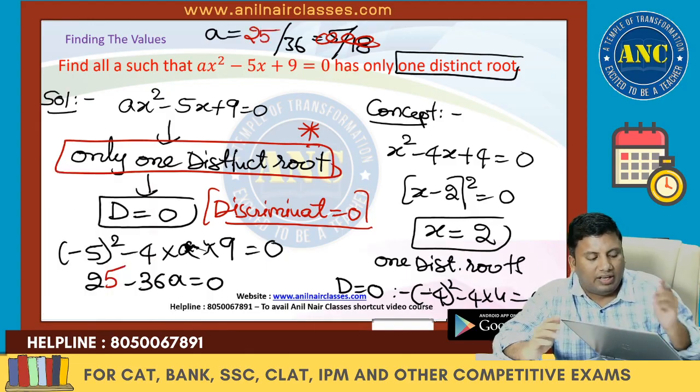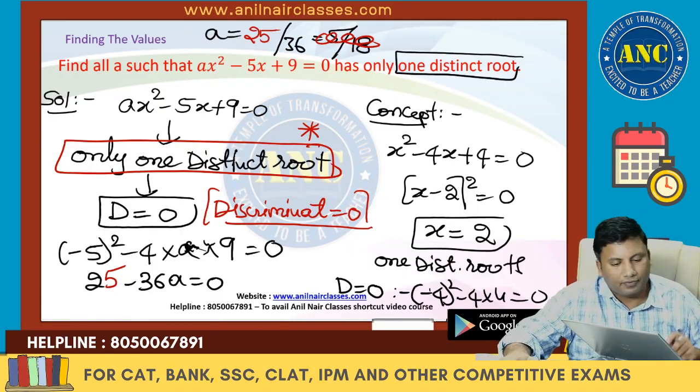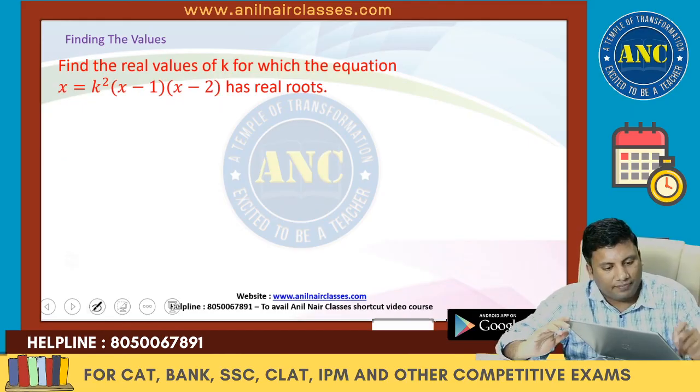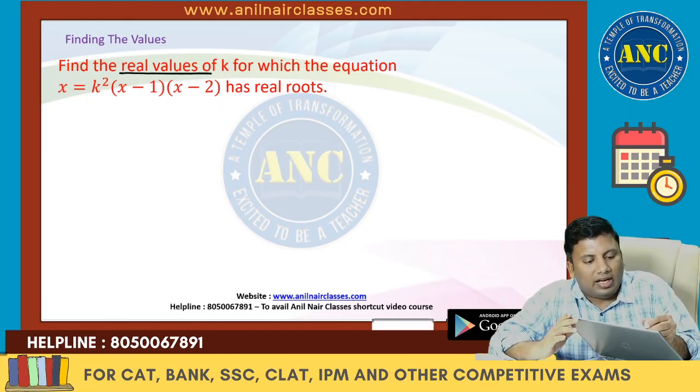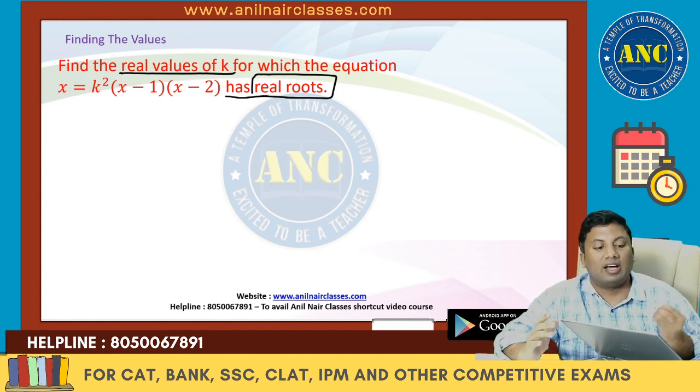A is 25 by 36. Idea clear, right? Next one. Next question. Only one distinct root. Next. Find all the real values of k such that the equation has real roots.